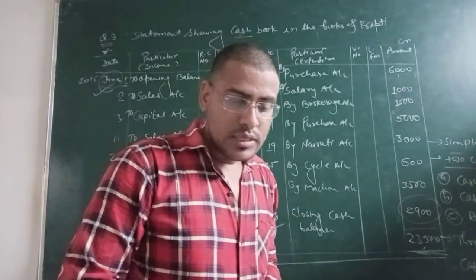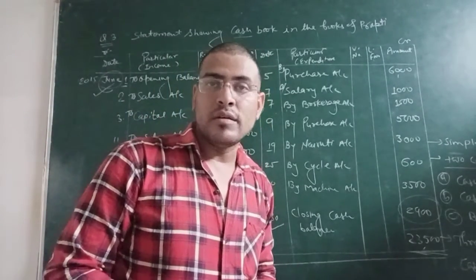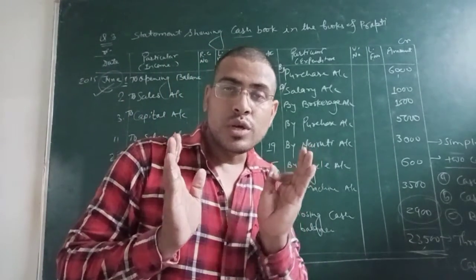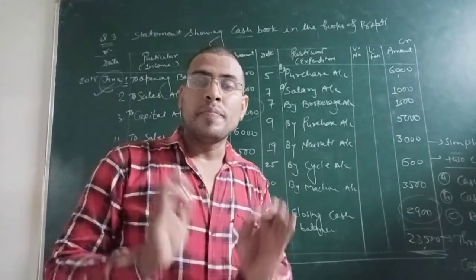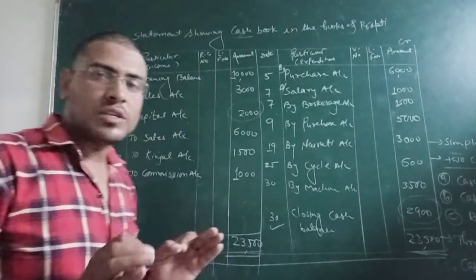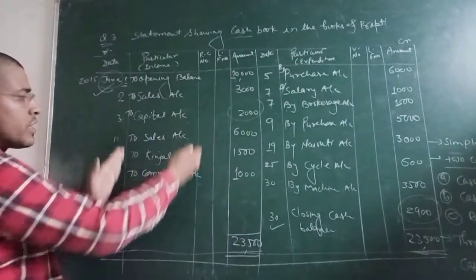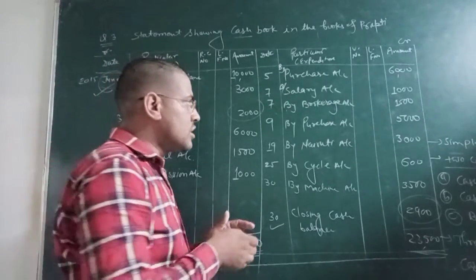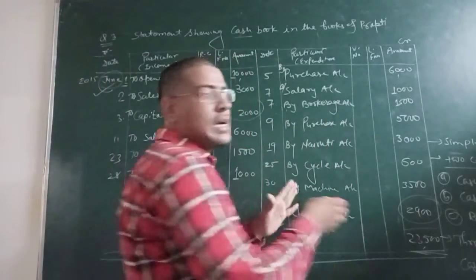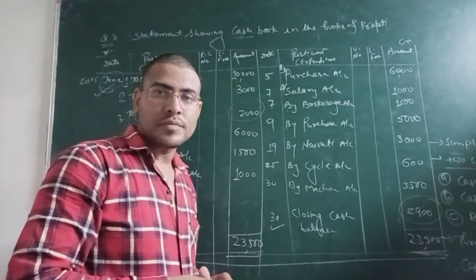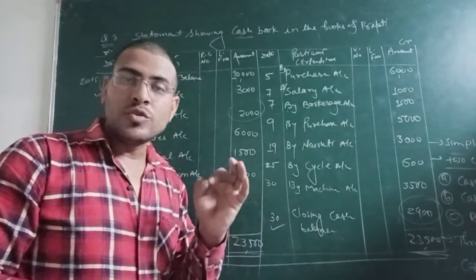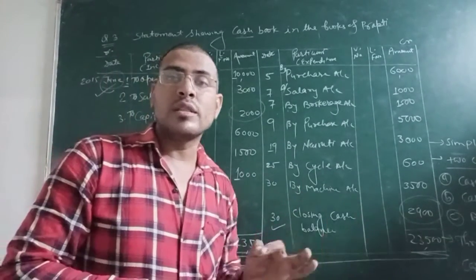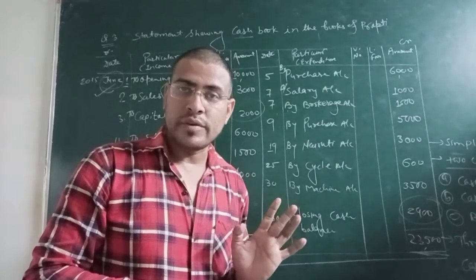Later on, date 2, cash sale. Friends, you should understand one thing very clearly. If any kind of income is generated, that should be recorded over here in the income section. And if there is any kind of expenditure generated, that is to be recorded on the credit side in the expenditure column. Simple funda. You should know what are the incomes, what are the expenses, right?